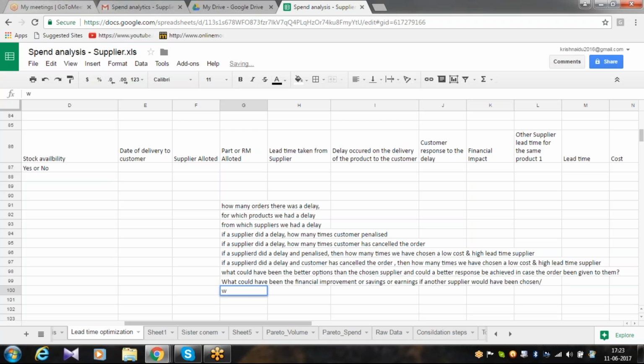And whom shall we recommend as a better supplier under different lead time scenarios? Okay. If we do this much analysis from this data, we will be able to generate savings for the organization as a spend analytics professional.